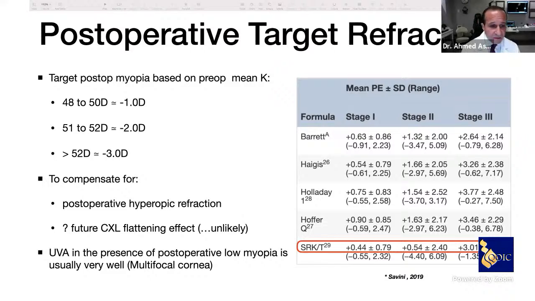Remember that the uncorrected visual acuity in these patients is pretty good, even in the presence of a low amount of myopia, because this is a multifocal cornea and we have some neural adaptation.